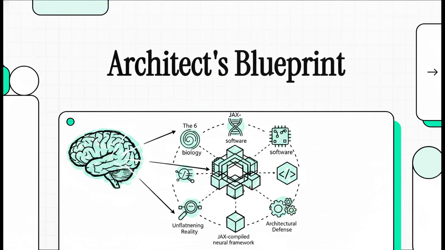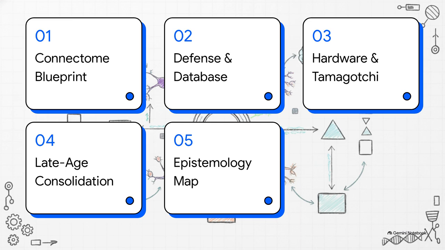Think of this as you stepping into the role of both teacher and architect. We are systematically debugging spatial blindness and literally unflattening the way a system processes reality. It is a wild journey through code, biology, and the sheer power of structural defense. So here is our epistemology map for today. We'll start off with the blueprint of the connectome, move on to defense and database optimization, look at hardware and the Tamagotchi, cover late-age code consolidation, and finally wrap things up by activating your epistemology map.